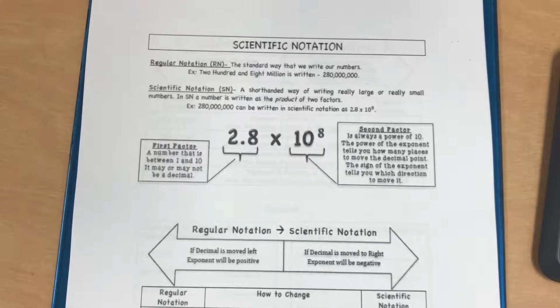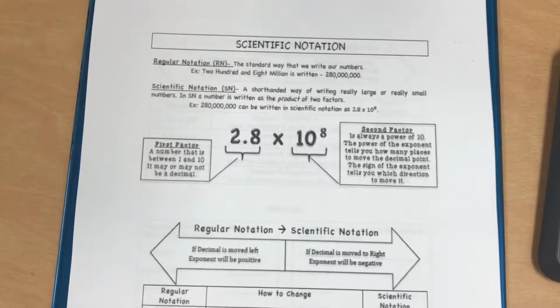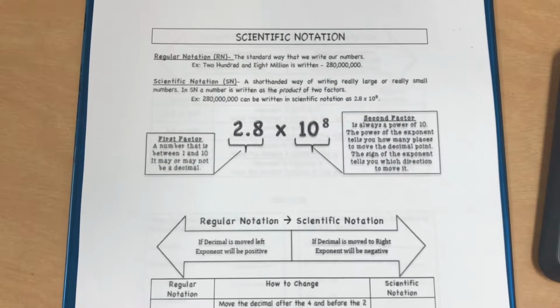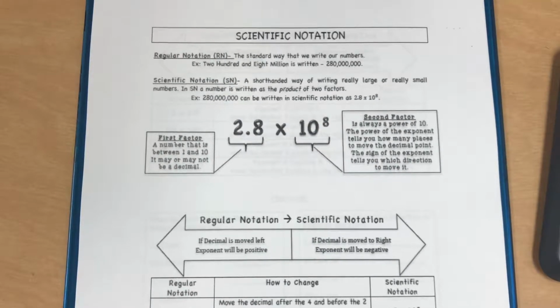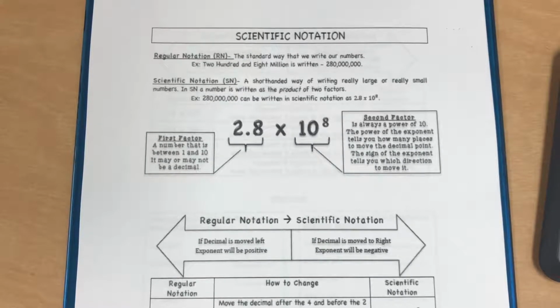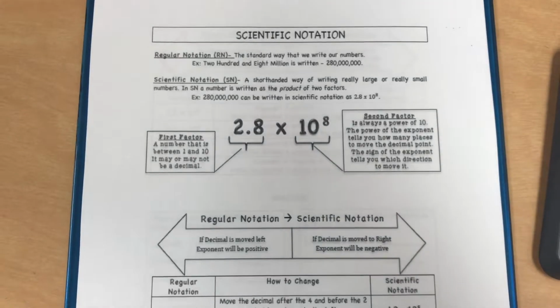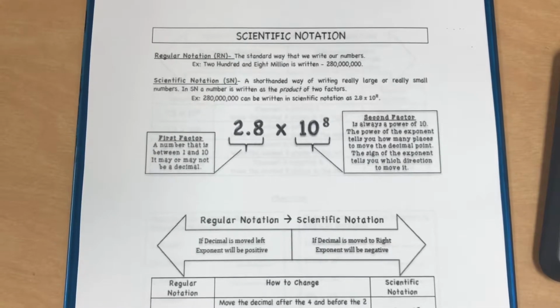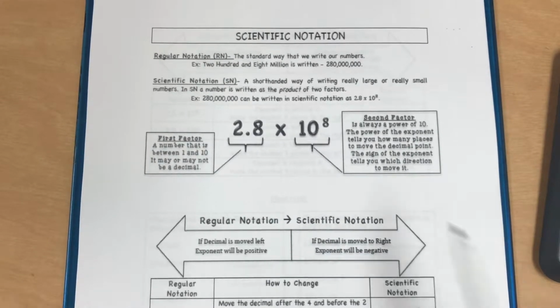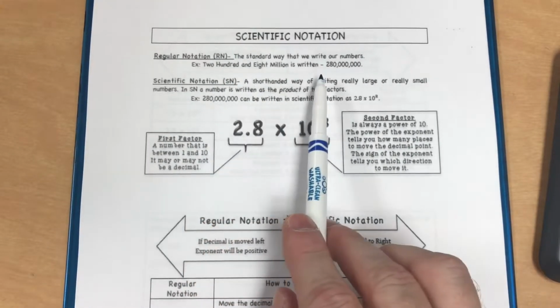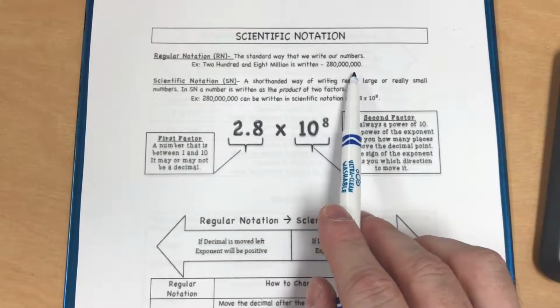In this lesson, we're going to review scientific notation. Scientific notation is a way that we write regular numbers, just the standard normal way we write numbers that are extremely large, meaning they have lots and lots of digits. We write them with fewer digits. It's like an abbreviation. So with scientific notation, we are going to take a number, for instance, 280 million.